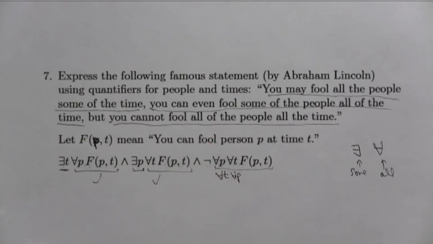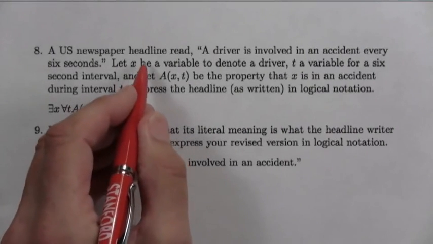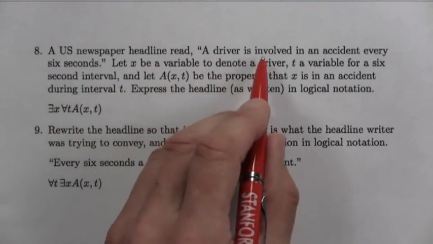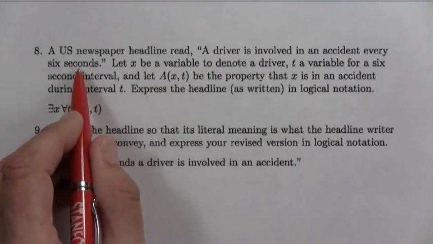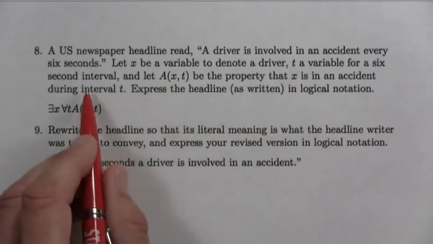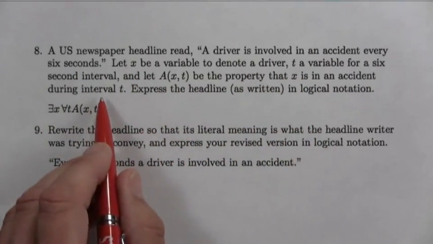Okay, let's move on to number 8. Okay, well this number 8 is really very similar to the American Melanoma Foundation example. A driver is involved in an accident every 6 seconds. So we've got x as a variable to denote a driver, t a variable for a 6-second interval, A(x,t) means that x is in an accident during interval t.